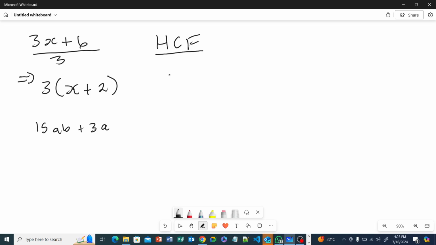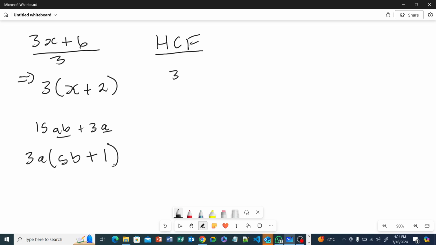Between a, b, and a, a is obviously the common factor. So you factorize 3a out. If you divide 15ab by 3a, you're going to be left with 5b. Then if you divide 3a by 3a, you're going to be left with 1. I hope you didn't guess 0. Now, let's move on.